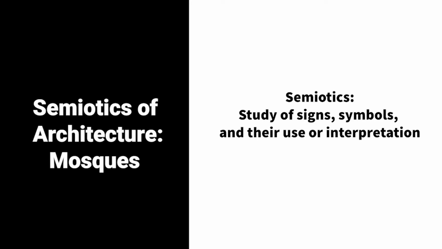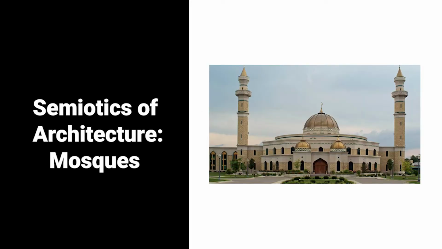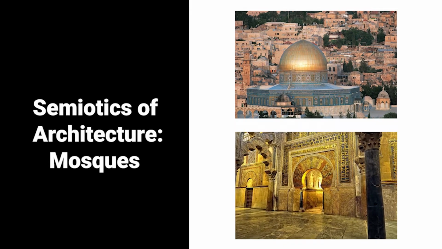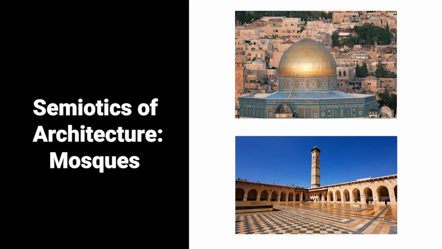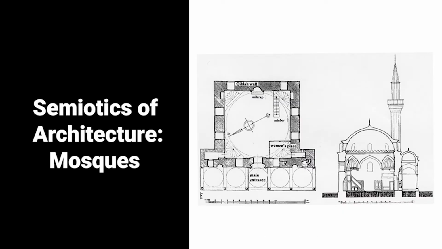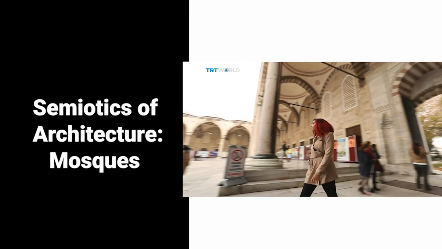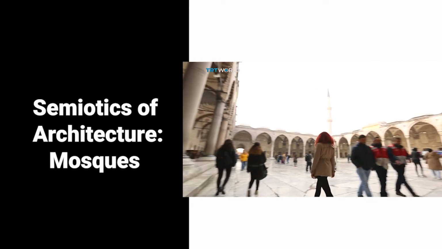To recap some things we went over today, semiotics is the study of signs and symbols and their use or interpretation. This can be broken down into the different communication strategies. These consist of visual, sonic, and linguistic characteristics. Relating this to the architecture of mosques is done by looking at some of the design elements that influence these strategies. The dome and mihrab are visual characteristics that are shared among all mosques. The minaret and dome play a role in the sonic characteristics of mosques, and the plan layout of mosques goes into the linguistic characteristics. These are all identifiable ways of how the architecture of mosques helped inform the semiotics of these buildings.